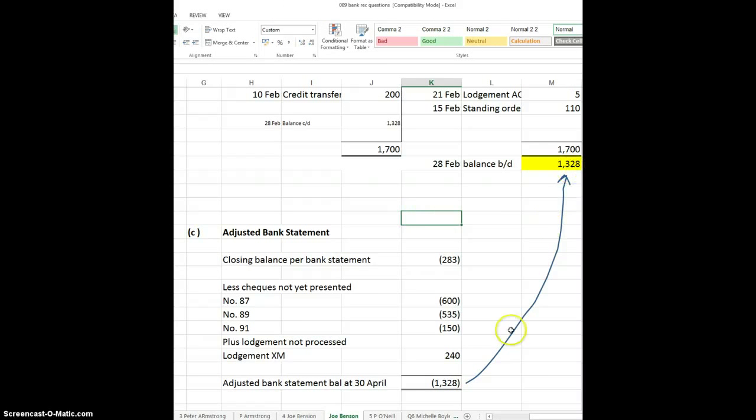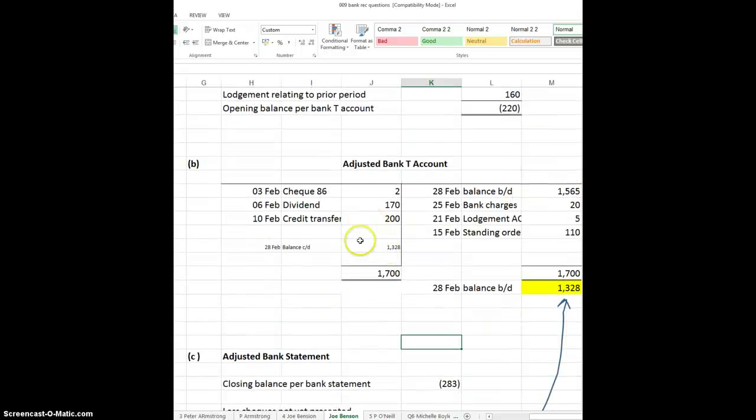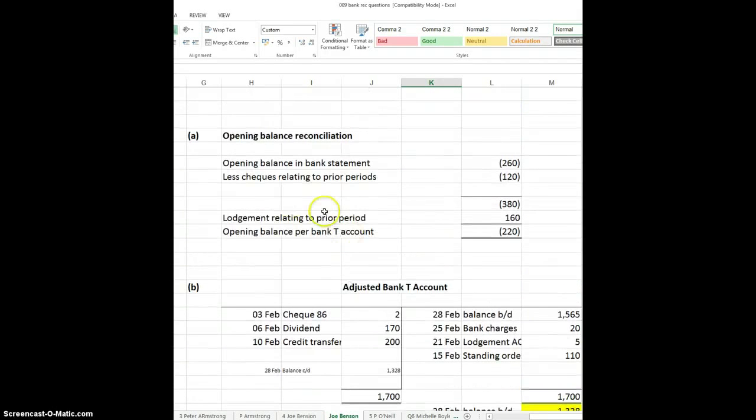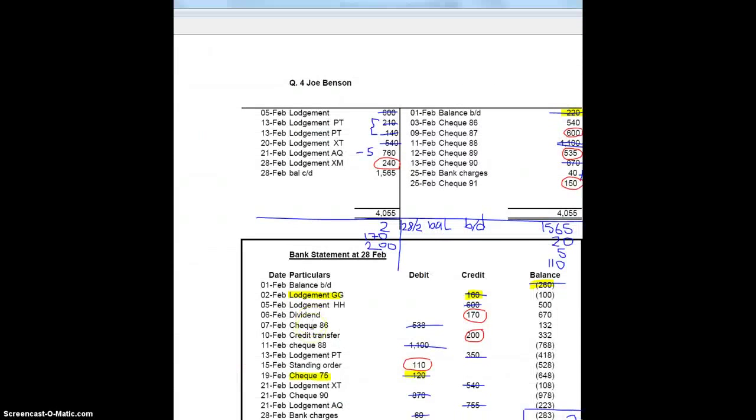And that matches the adjusted bank statement balance. And when the two of them match, we know we've finished our reconciliation, and that's it. There's our adjusted bank statement part C, there's part B, and there is part A. So I hope that was useful, and thanks for watching.